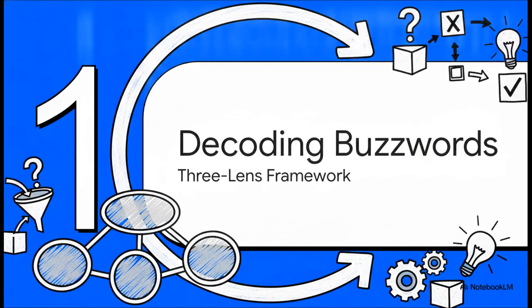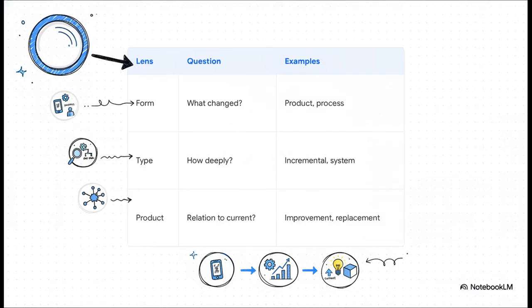Okay, let's hit part 1, decoding the innovation buzzwords, and specifically the 3-lens framework. This overarching concept is exactly what's going to stop us from mislabeling every new idea that crosses our desk. Think of this framework literally like swapping out lenses on a camera, depending on what exactly you want to focus on. Our first lens, form, answers what changed. Was it a product, a service, a process?